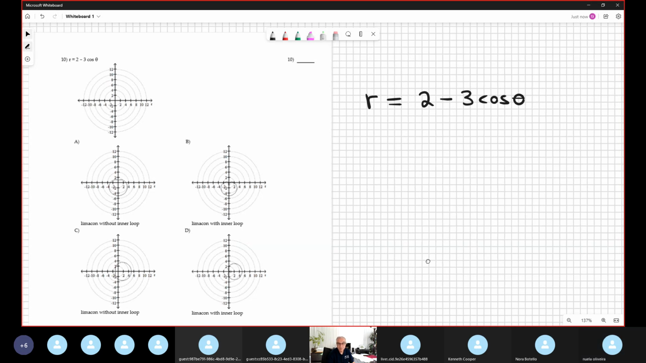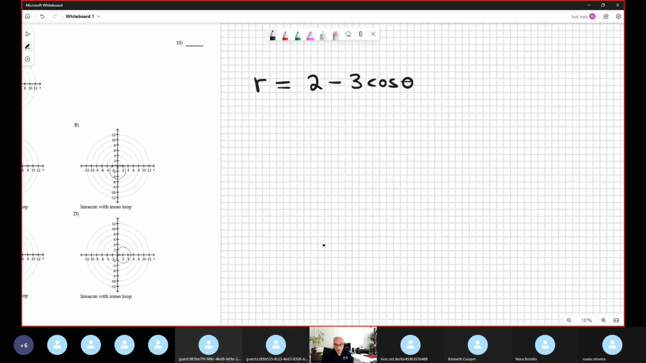So, is it the limaçon or the cardioid? It's a limaçon. The limaçon, to the left. And does it have an inner loop or not? Yes, it does, because 2 is smaller than 3. So the loop is like that, no? The loop is in the opposite direction, no? Let's see.